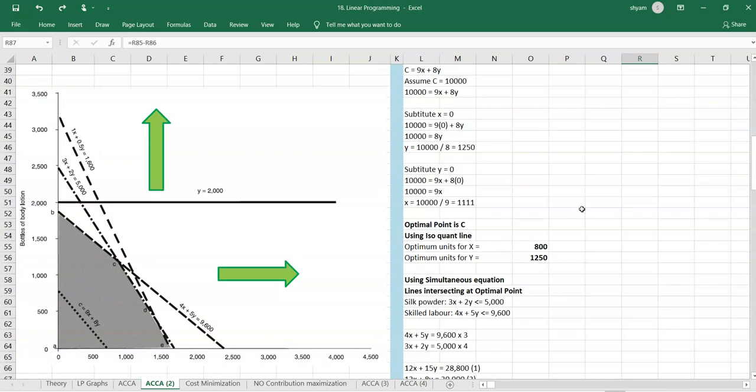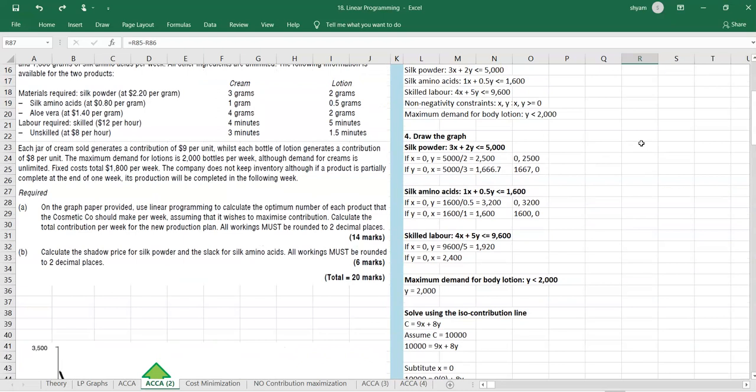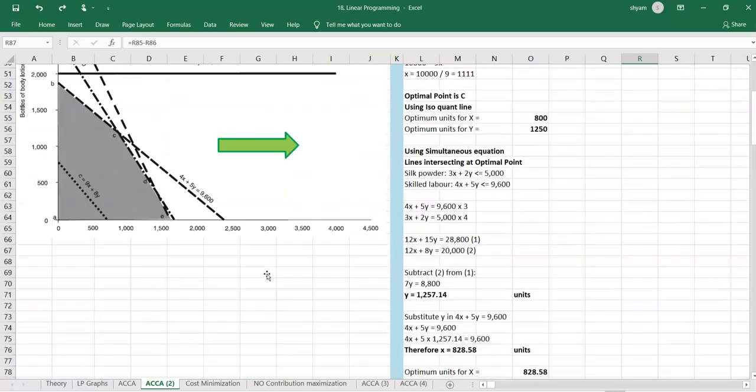So technically our first part of the question is over. Still we have two more things. One is to find out the shadow price and the other one is to find out the slack. So let's find that also.